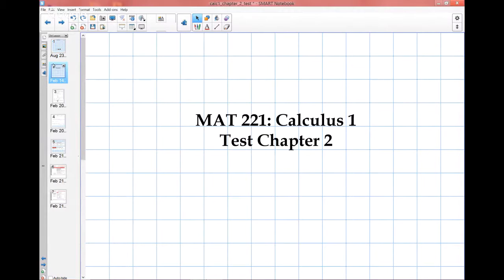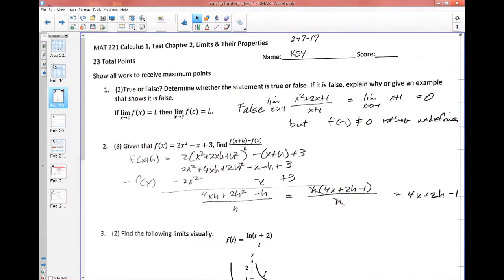So the beginning of the test, hopefully you can all see this. The first question was true or false, and if it's false, explain why or give an example that shows it's false. Is a limit always equal to the actual function value at that point? Normally it is, but not when there's, for example, a hole in the graph. So I wrote false, and my example is a straight line that has a hole in it.